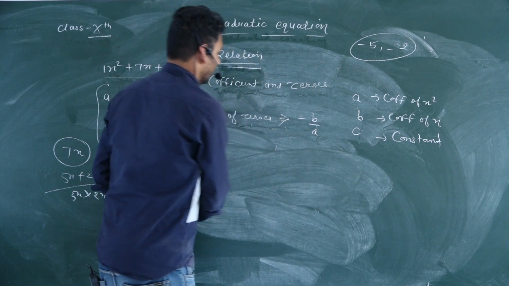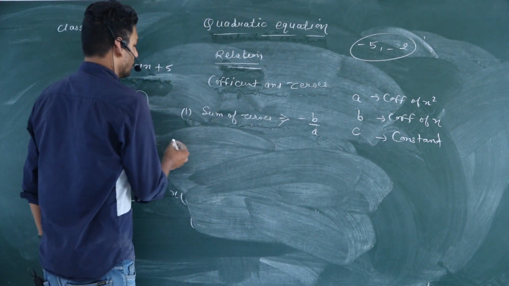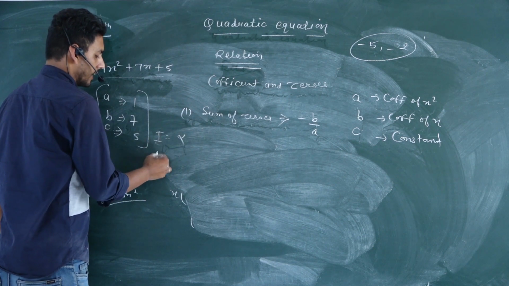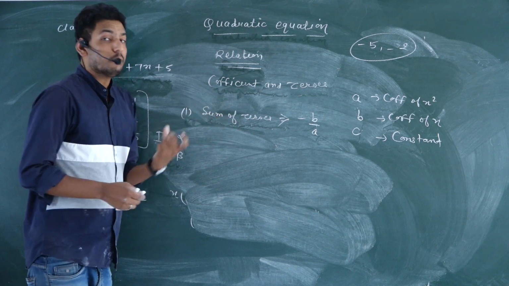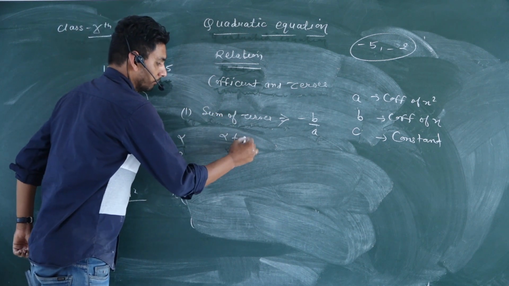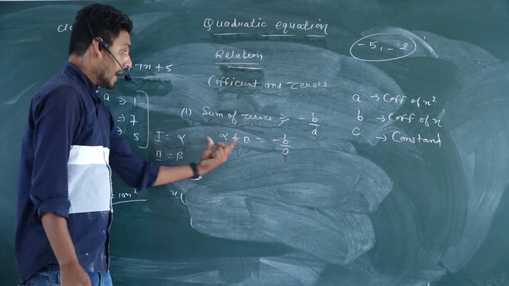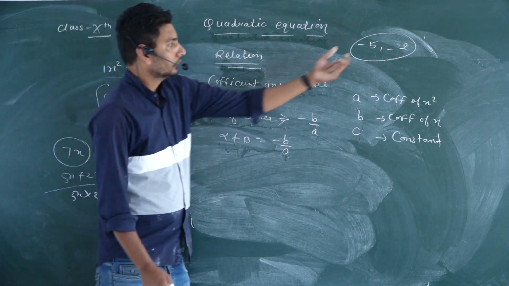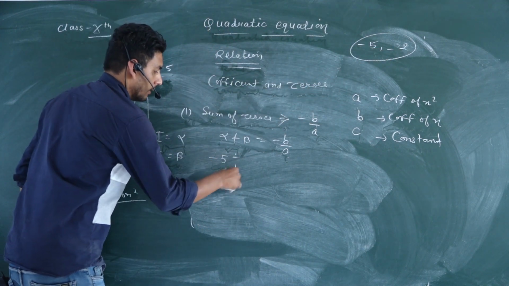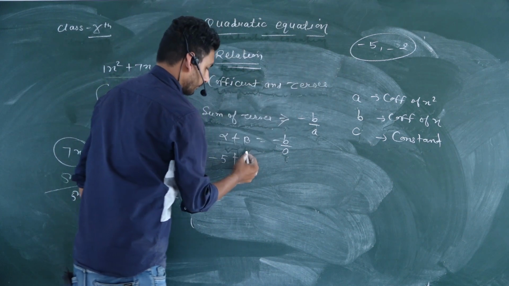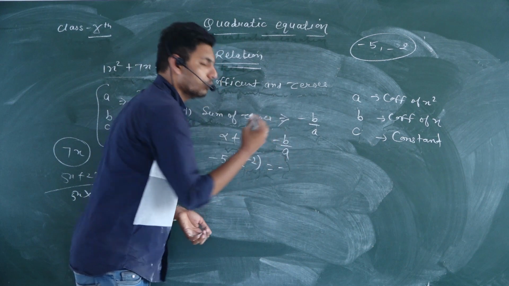What is the first relation? Sum of zeros. Yes students, we suppose that the first zero is alpha and the second zero is beta. Sum of zeros: alpha plus beta is equal to minus b upon a. Understand students? Yes. Alpha plus beta, you add the alpha and beta. Both zeros are here. Then what is the alpha? Minus 5 plus, what is the beta? Minus 2 is equal to, the minus sign is permanent according to the rule.